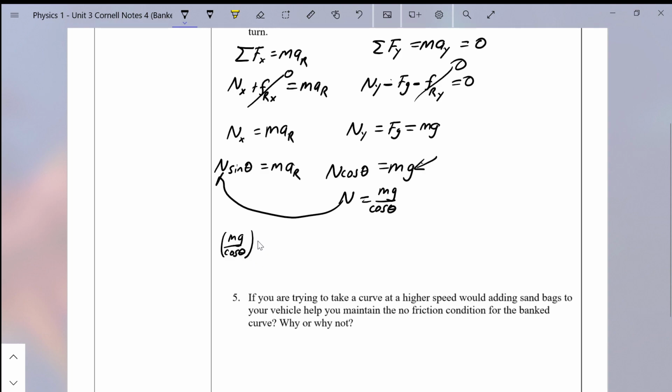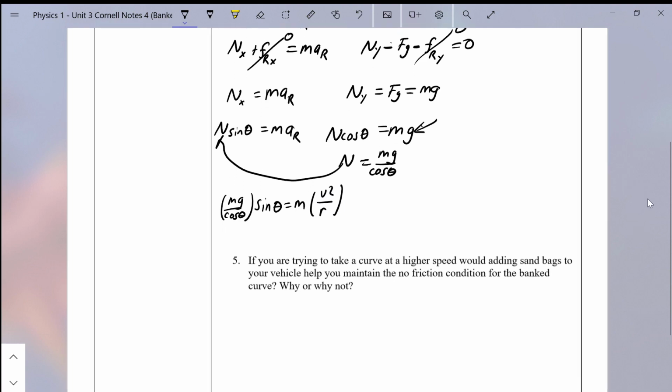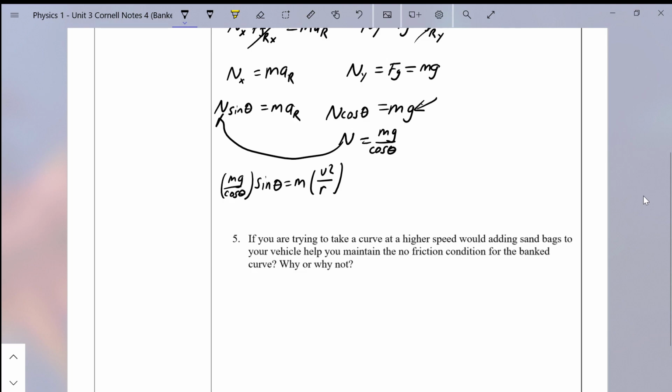N times sine theta is equal to m a sub r, where we'll plug v squared over r in for a sub r. I have mass on both sides, so my mass cancels if I divide through by mass. And then what I have is sine divided by cosine, and g. So g times sine over cosine is the same thing as g times tangent theta. That's equal to v squared over r.